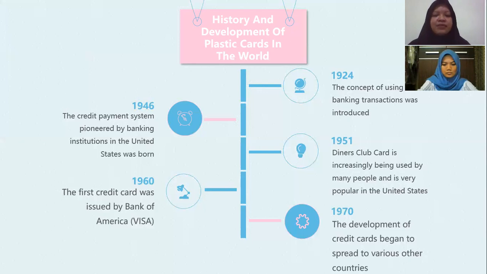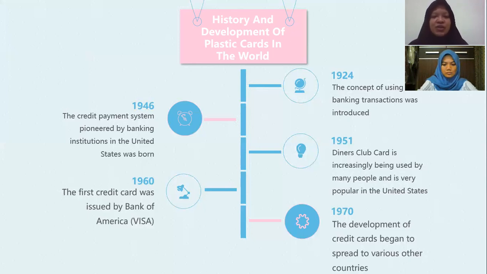The next development is marked by the Diners Club card. This card existed in 1949. It was discovered by accident by Frank McNamara, who was having dinner at a fancy restaurant at that time. Since 1951, Diners Club card is increasingly being used by many people and is very popular in the United States.